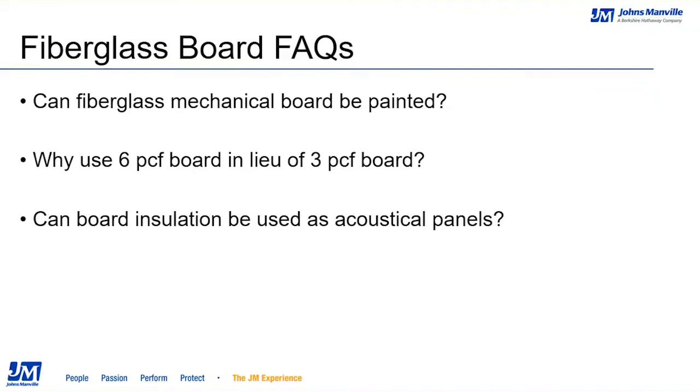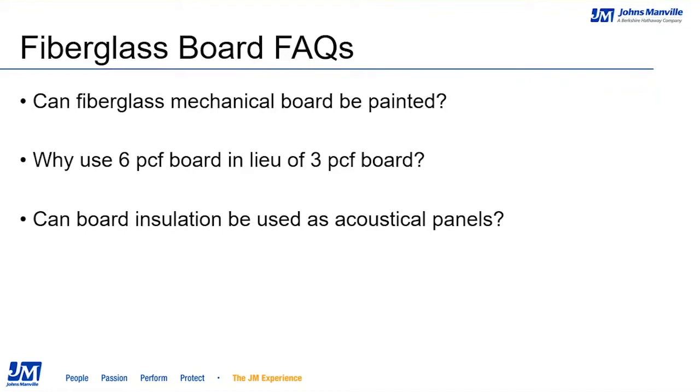Second, why use a 6-pound board as opposed to a 3-pound board? As noted earlier, while density does contribute to thermal performance, thickness is more impactful. Therefore, denser boards are used more often because of the increased acoustical benefit. And finally, can board insulation be used as acoustical panels? Absolutely. Fiberglass has excellent acoustical properties and would be a great choice for an application requiring sound absorption.